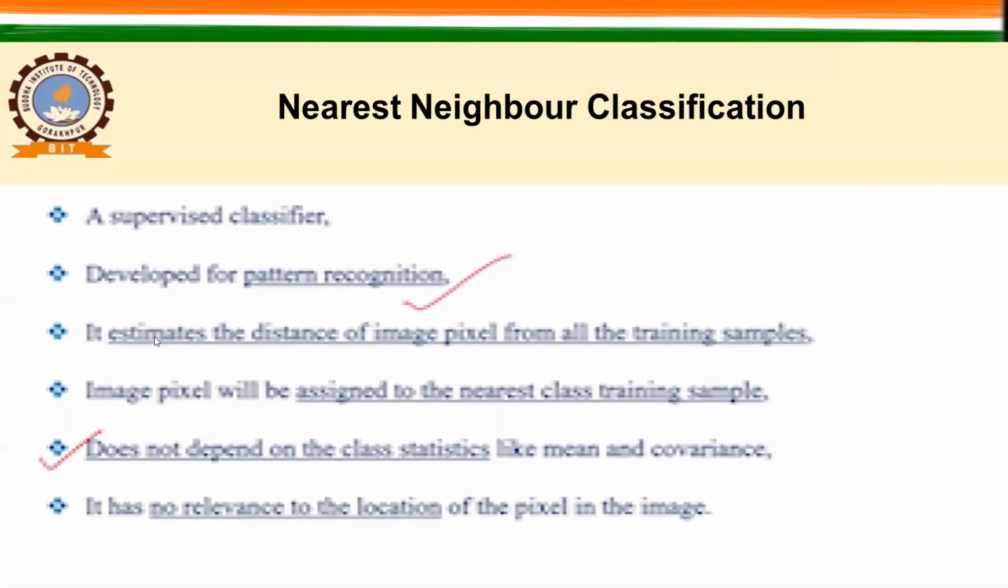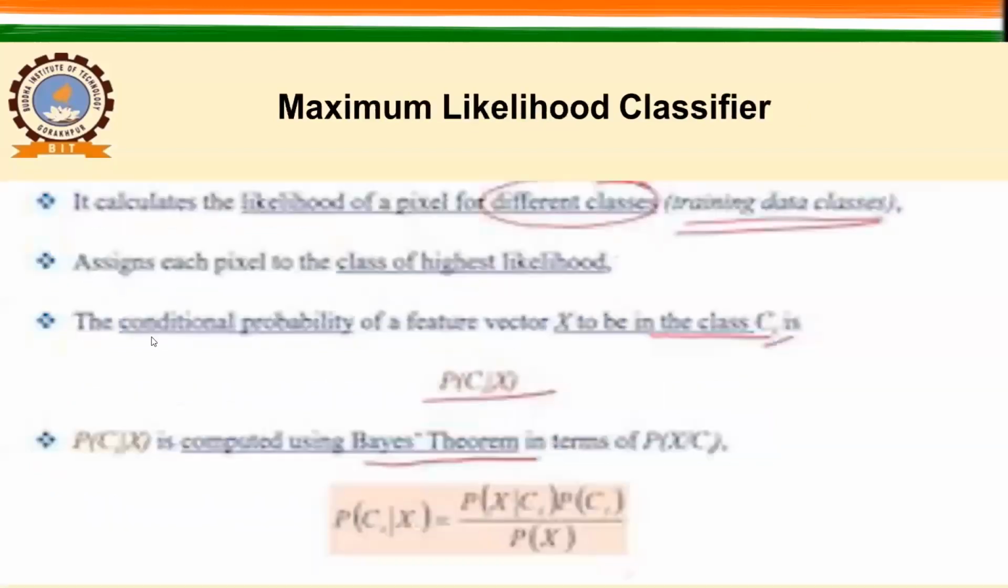Now this nearest neighbor classifier was developed for pattern recognition, right? Where it estimates the distance of an image pixel from all the training samples. The fourth point क्या है? The image pixel will be assigned to the nearest class training sample, and it is important to note here that it does not depend on the class statistics like mean and covariance, and it has no relevance to the location of the pixel in the image.